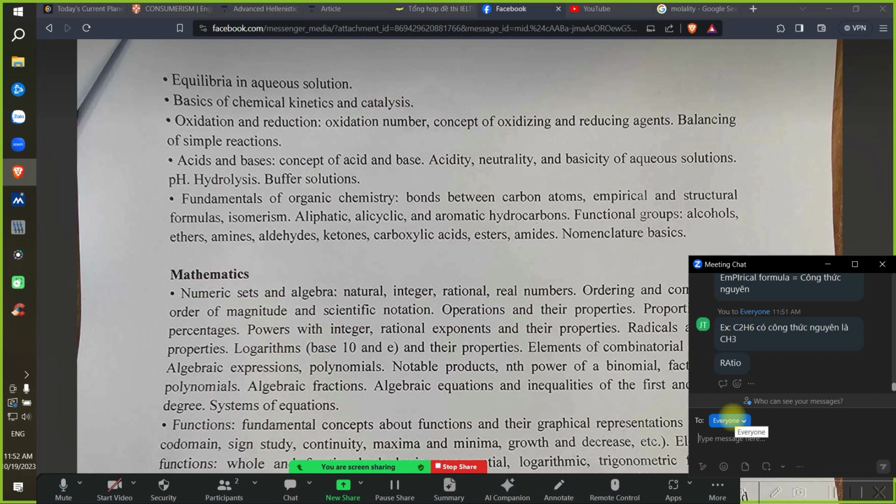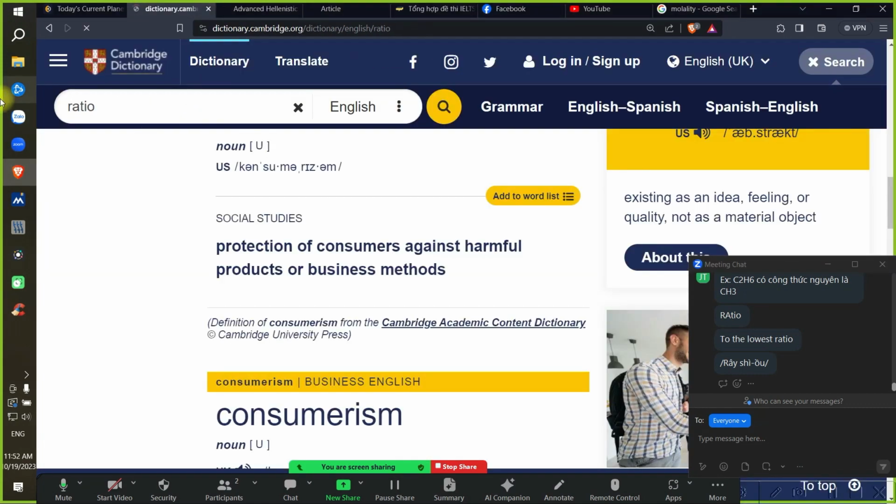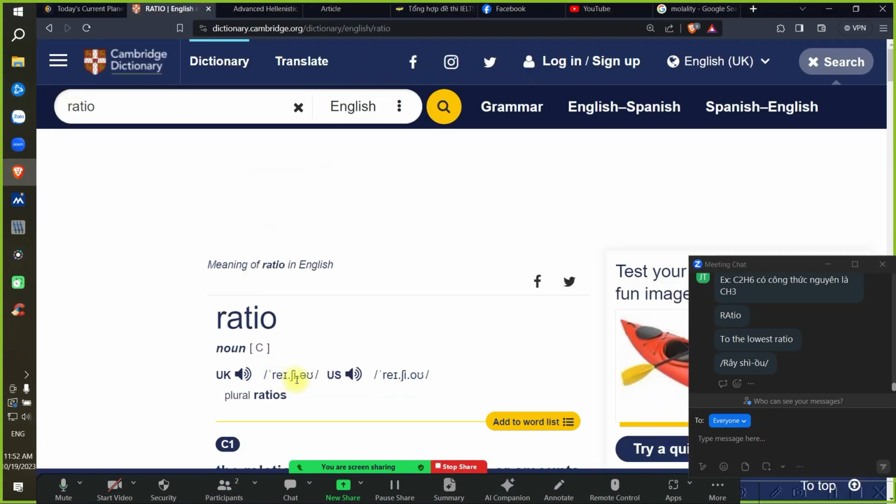Yeah. To the lowest ratio, okay? To the lowest ratio. Ratio nha. You can look at this word ratio. Here, ratio.